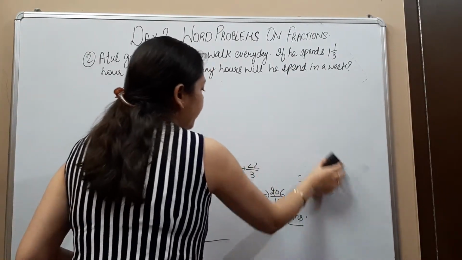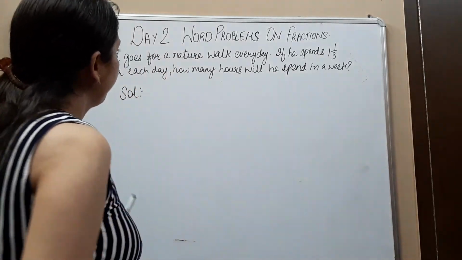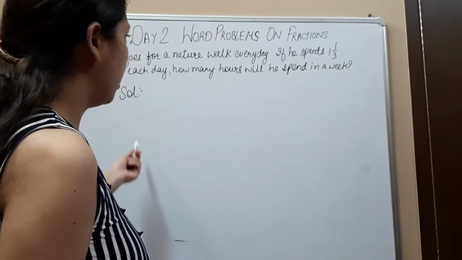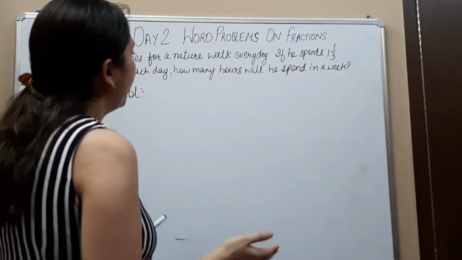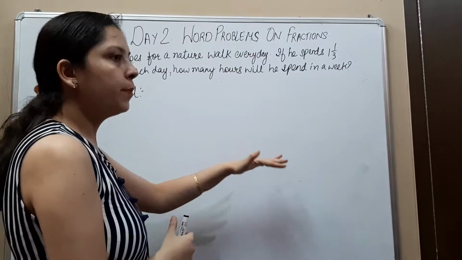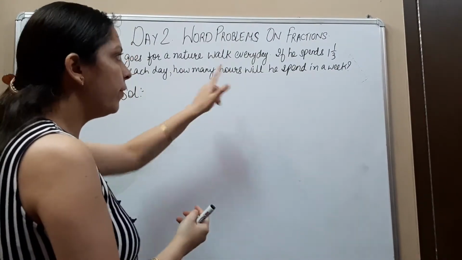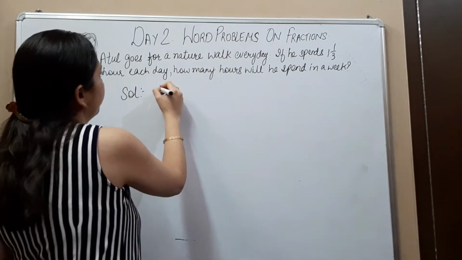Atul goes for a morning walk and he spends some hours each day. Now you have to find how many hours he will spend in a week. As you know, in a week there are 7 days. And as you know, multiplication is called repeated addition. Rather than adding this 7 times, we can multiply it by 7. So we will do this question by multiplication.